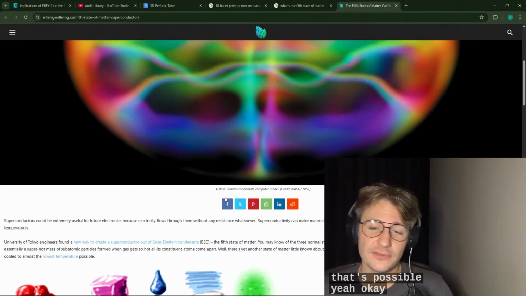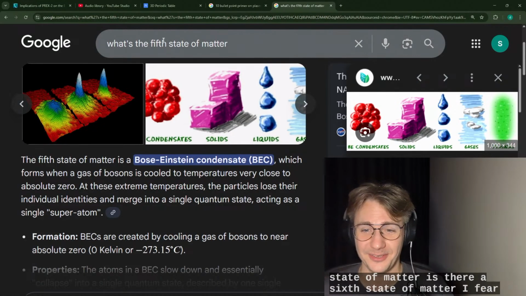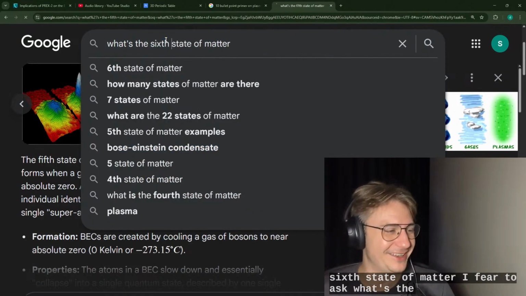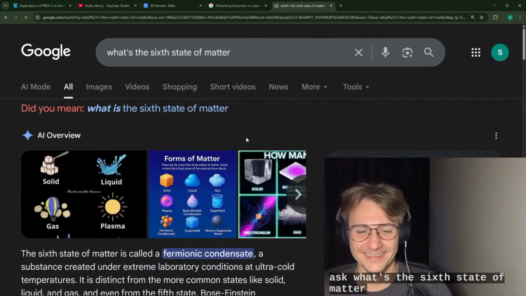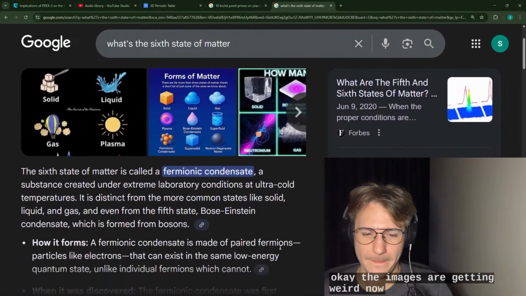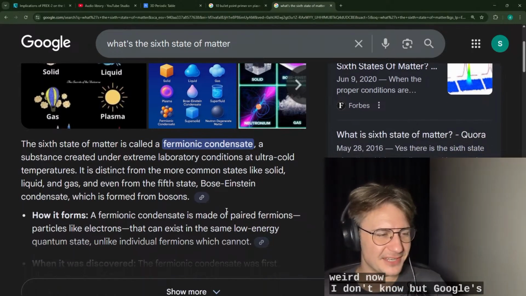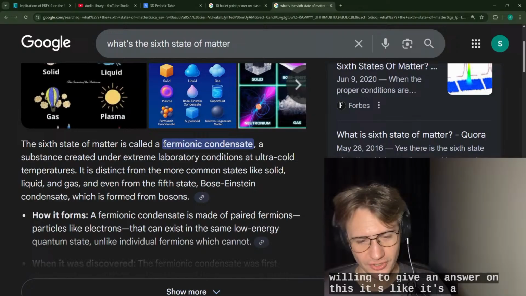Yeah, okay. There is a fifth state of matter. Is there a sixth state of matter, I fear to ask? What's the sixth state of matter? Okay, the images are getting weird now. Oh no, but Google's willing to give an answer on this. It's a fermionic condensate.